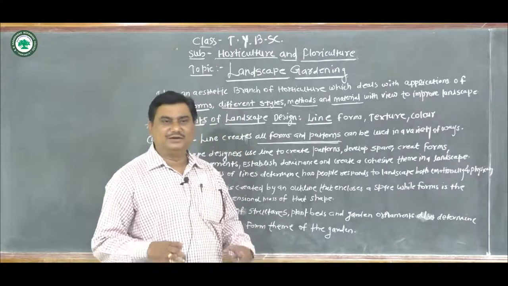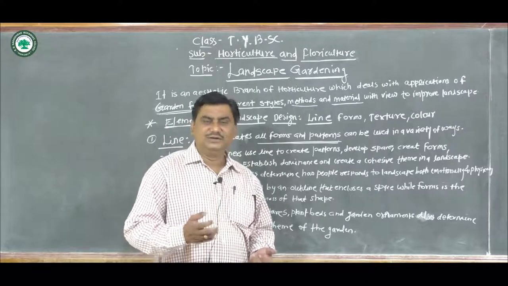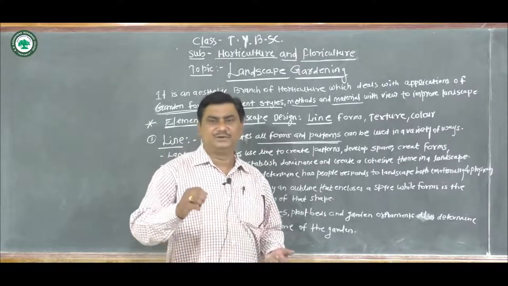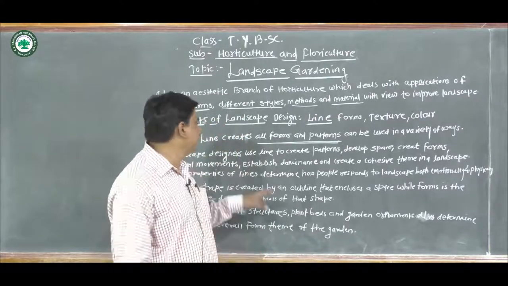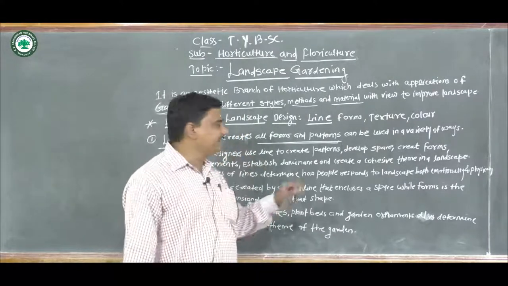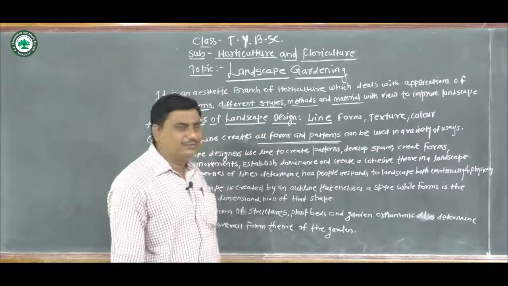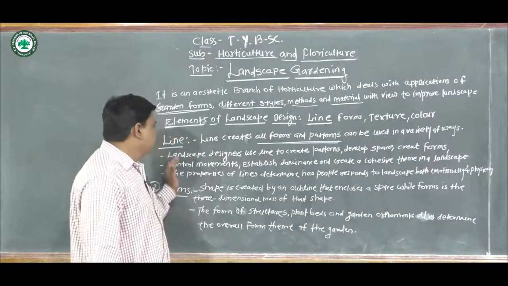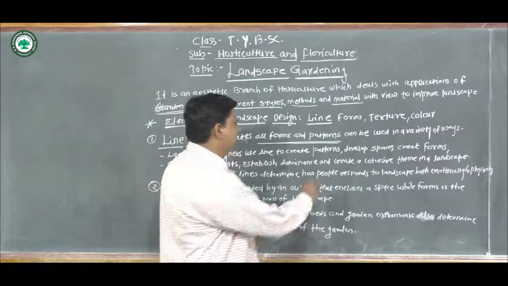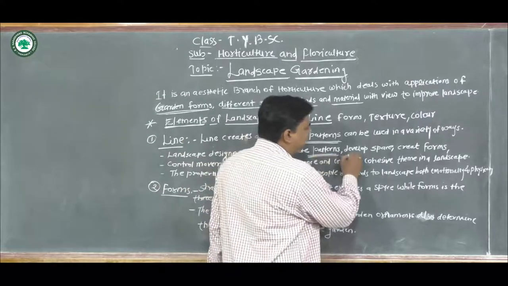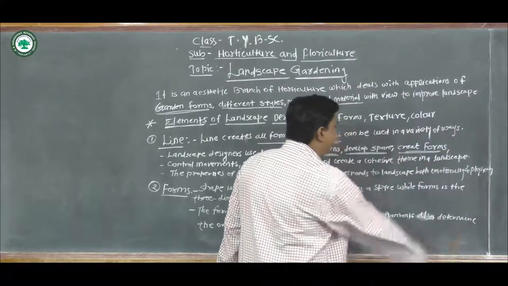The pattern is used in a variety of ways, and this pattern is created by the particular line. So line creates all forms and patterns, and can be used in a variety of ways. Landscape designers use line to create... what is the use of line? To create the pattern, to develop the space and create the forms.